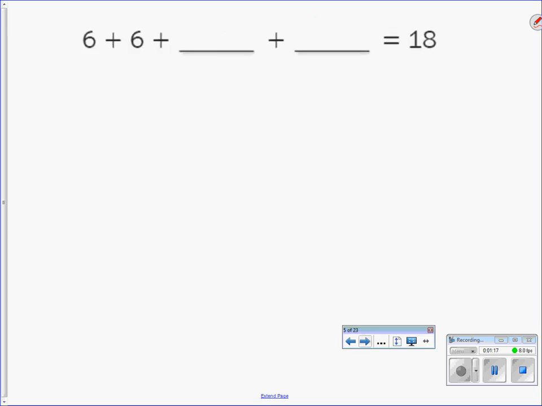6 plus 6 plus what equals 18? Okay, so we need to know what numbers we can add together to equal the 18. So 6 plus 3 equals 9. We know 9 plus 9 equals 18.